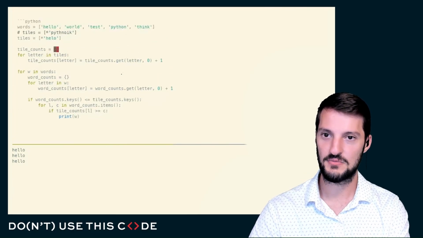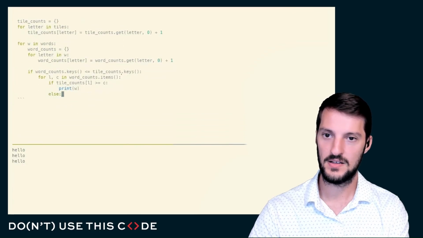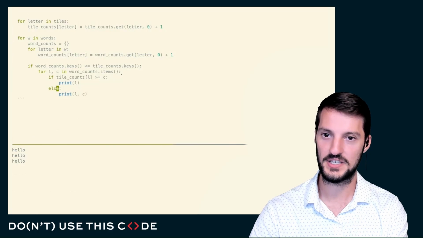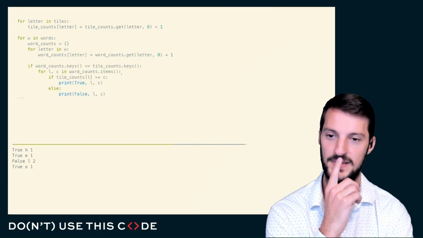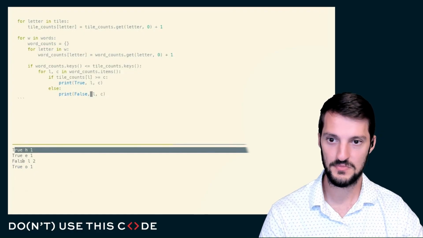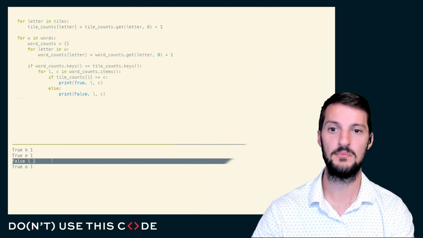And so as a reminder, we have the letters H-E-L-O in our hand. And we'll print out each of these letters, so the letter and count here, and the letter and count here. And just for my own sanity, a true will mean we have enough letters, and whenever we see a false, this means we don't have enough letters. So what this output is telling me right now is I have enough letters for the H, I have enough letters for the first E. I do not have enough L's in my input though.